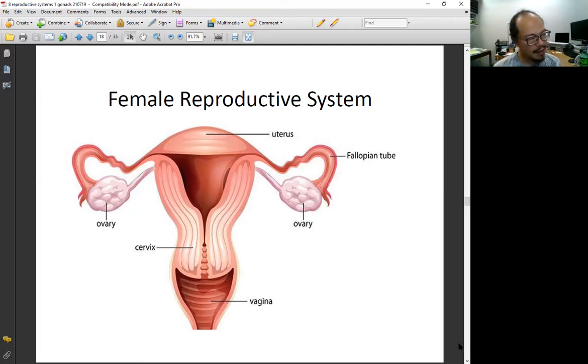The female reproductive organs are the ovaries. Like in the male we have 2 testicles, in the female we have 2 ovaries. These 2 ovaries are located in the pelvic cavity. The ovaries help with the production of the gametes, here the oocytes, as well as produce the sex hormone. All right, so let's look at that. Now, in addition to that, we also have the uterus.